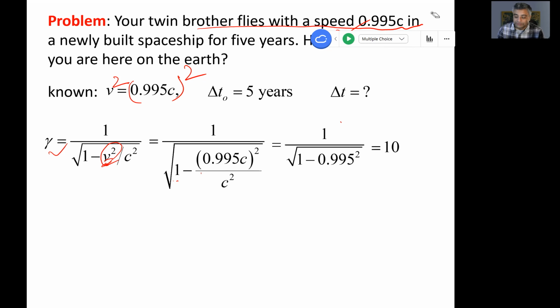And so the difference in time is 10. So that means delta t is going to be 10 times delta t0, 50 years, okay?